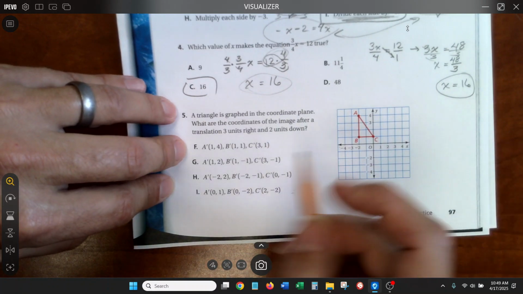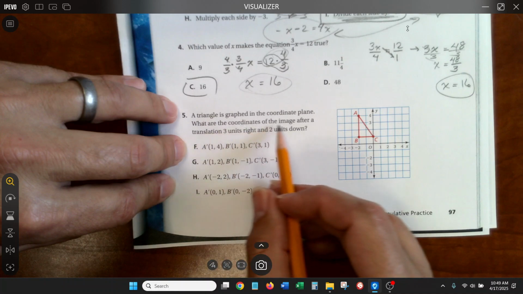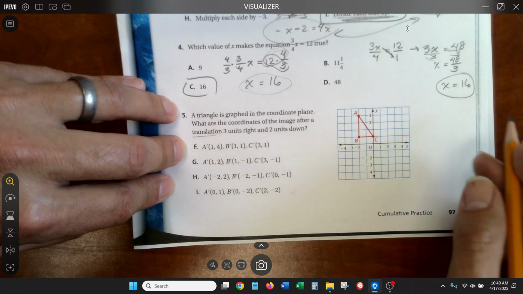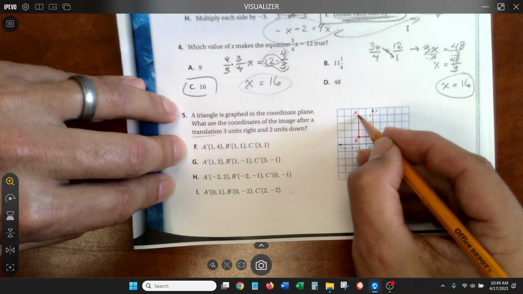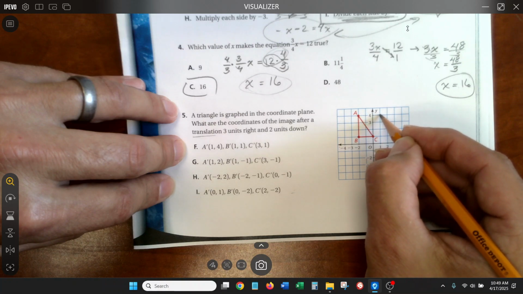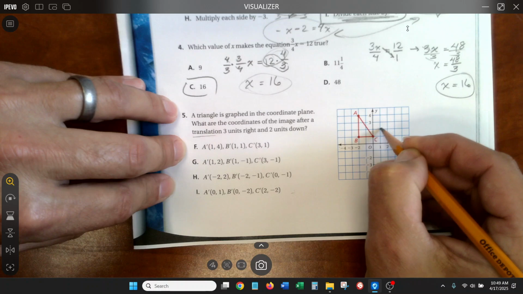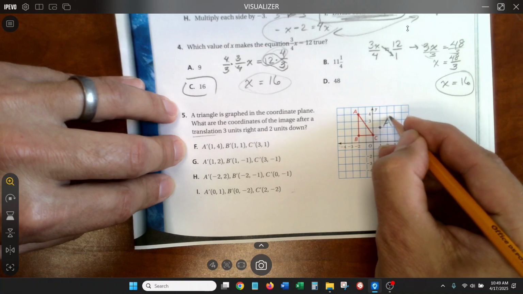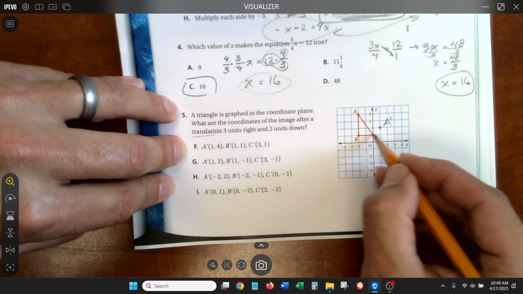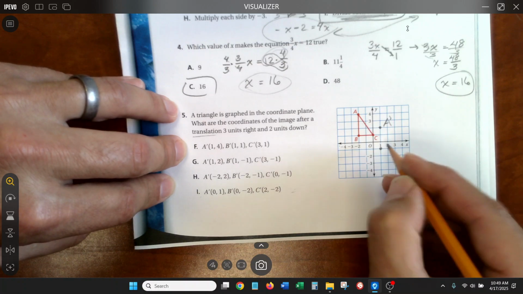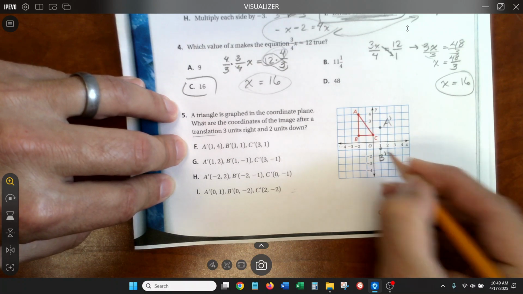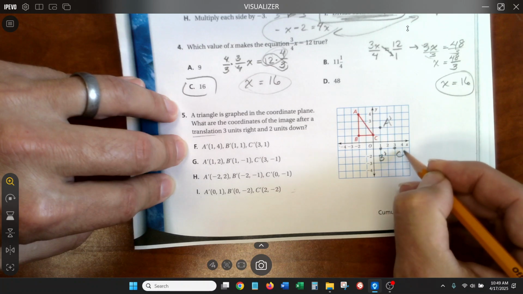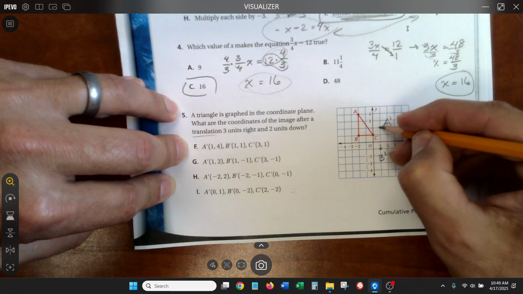Number 5 here, triangles graphed on the coordinate plane. What are the coordinates of the image after a translation of 3 units to the right, 2 units down? So we take each point and move each point 3 units to the right and 2 units down. So A becomes A prime here, 3 to the right and 2 down. B, 1, 2, 3 to the right, 2 down, moves down here to B prime. C, 1, 2, 3, 1, 2, moves down here to C prime. So we have our new triangle.